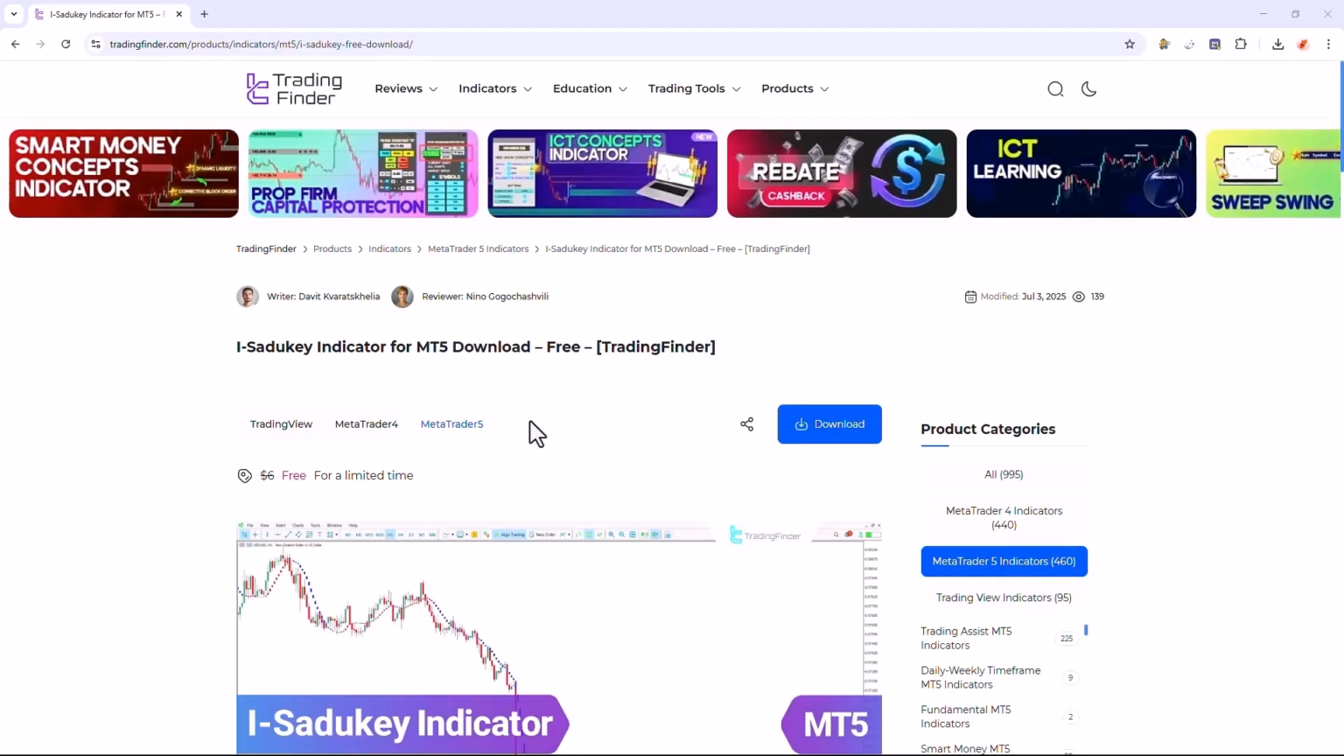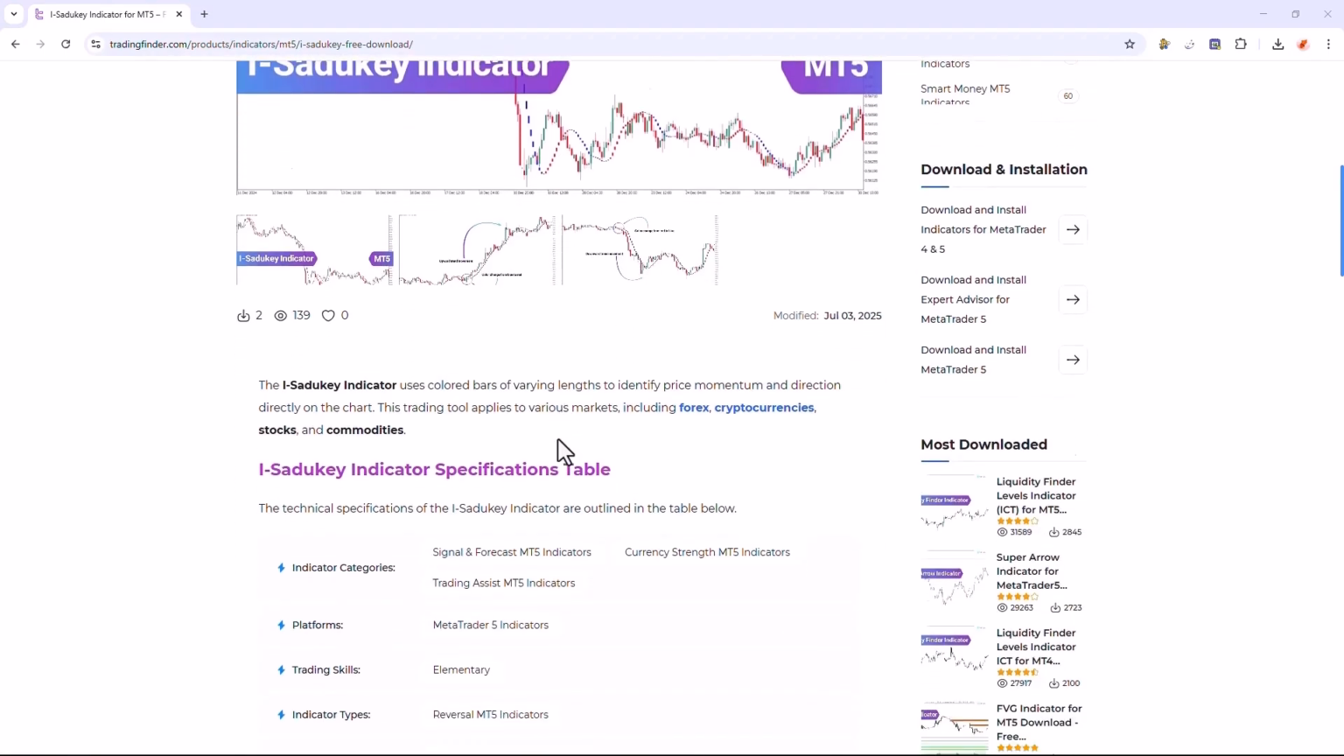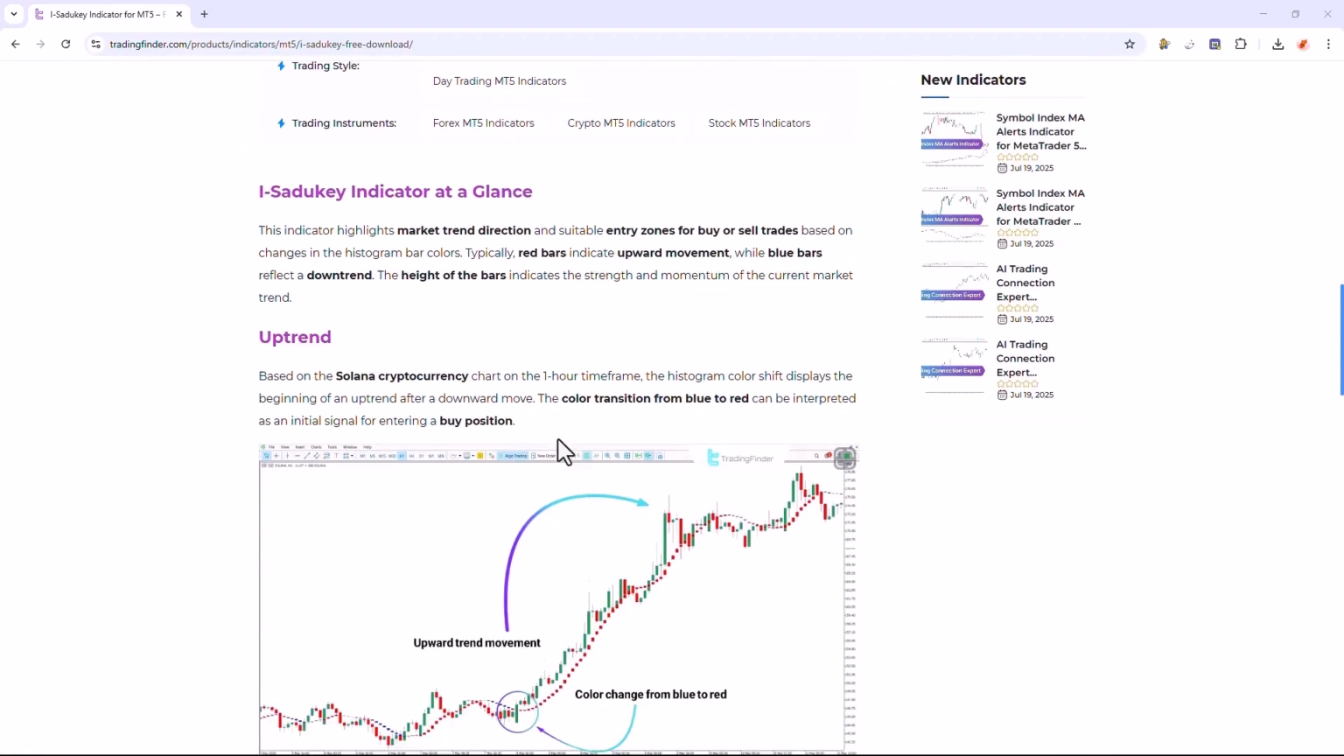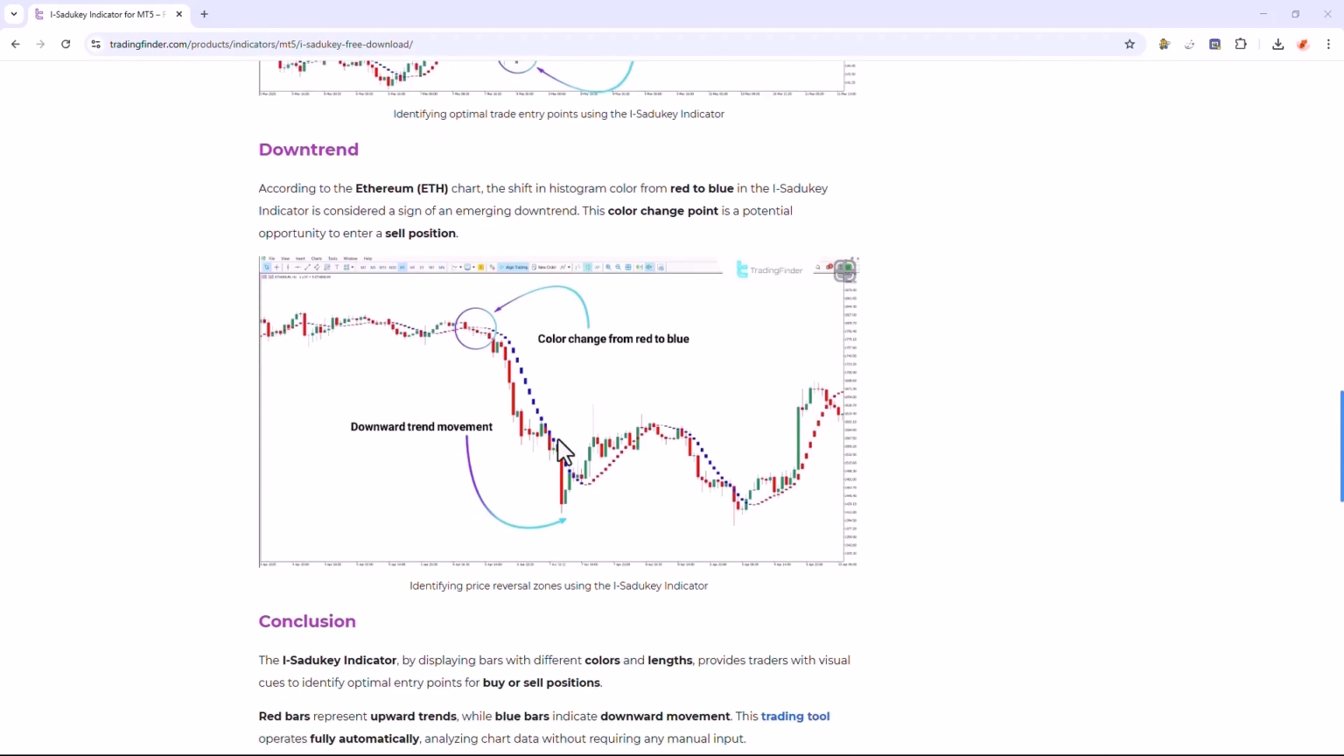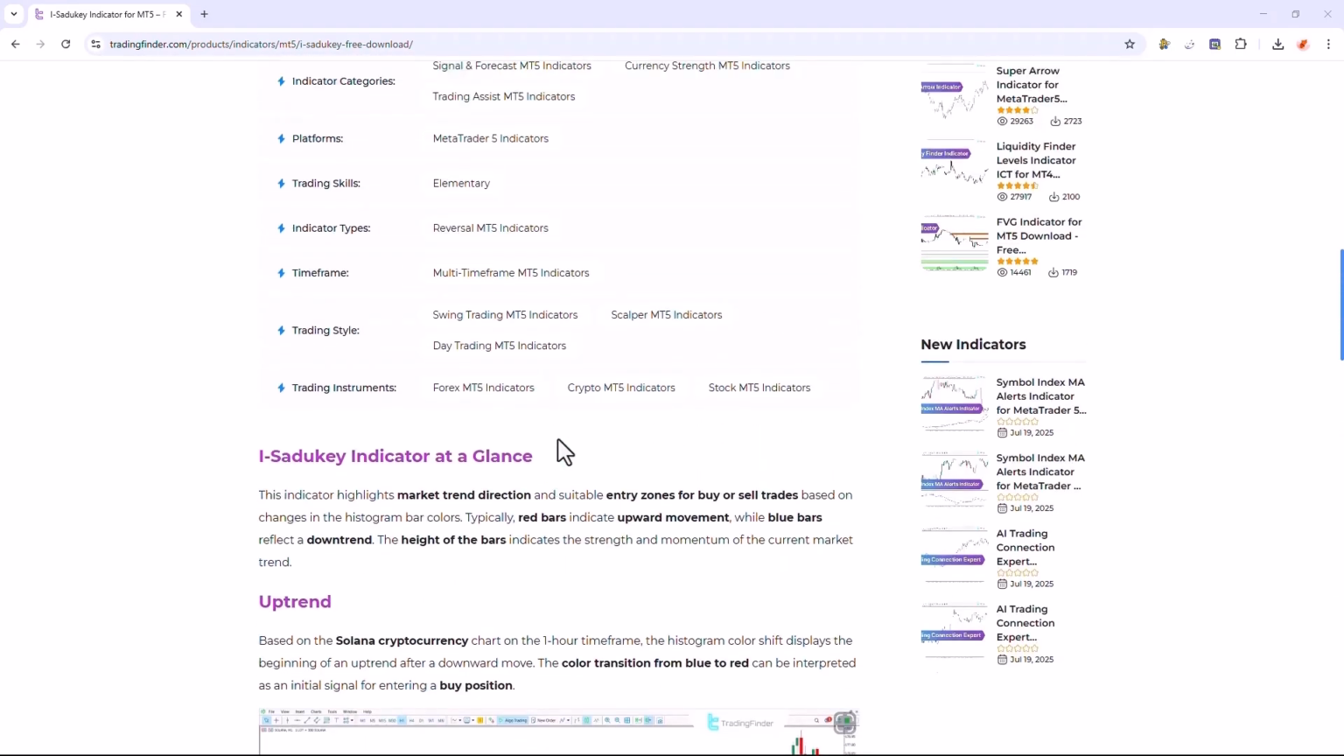The I Sadukey Indicator is available for various platforms on the TradingFinder website. From this section, you can download the indicator file for MetaTrader 4 and MetaTrader 5 platforms and run it on your chart. Traders can also read this page to learn about how the indicator works and its functionality.